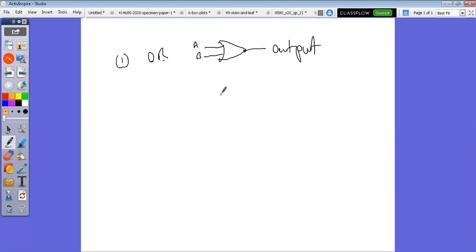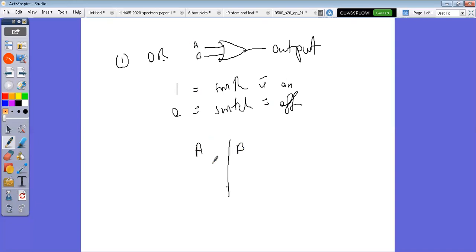A positive, for example, if the switch is on. If the switch is off, that's a zero. So for one, it's one; one is when a switch is on, then zero is when a switch is off. So we're saying as long as one of them is on, it will give you a positive output. So we need to draw this. This is our output.